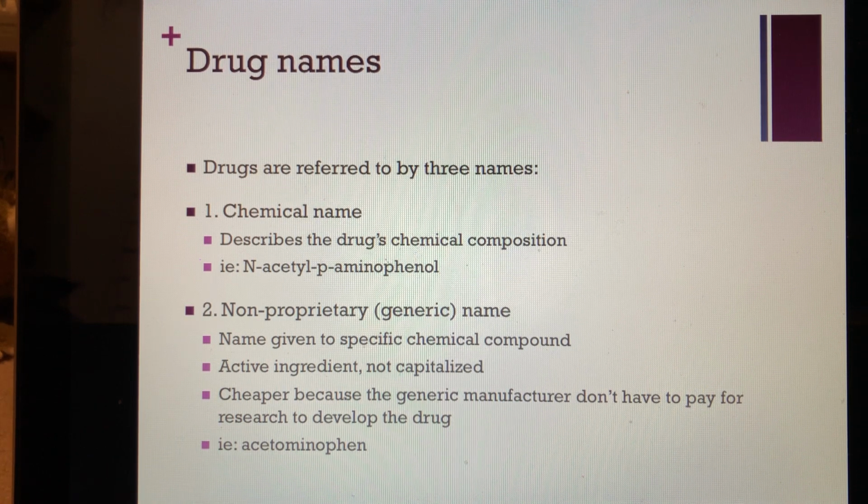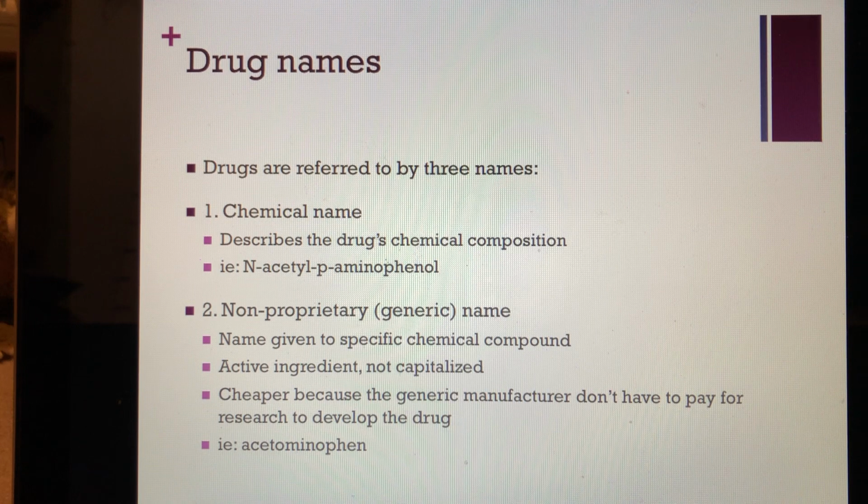No, not really. That just sounds like science classroom gibberish, right? It doesn't sound like anything. So no, we don't really know what that chemical name is. The next name that drugs can be referred to is a generic name or a non-proprietary name. So these are names that are the chemical compound's name. It is usually going to be listed as the active ingredient in a drug, and since it's a generic name, it's not capitalized.